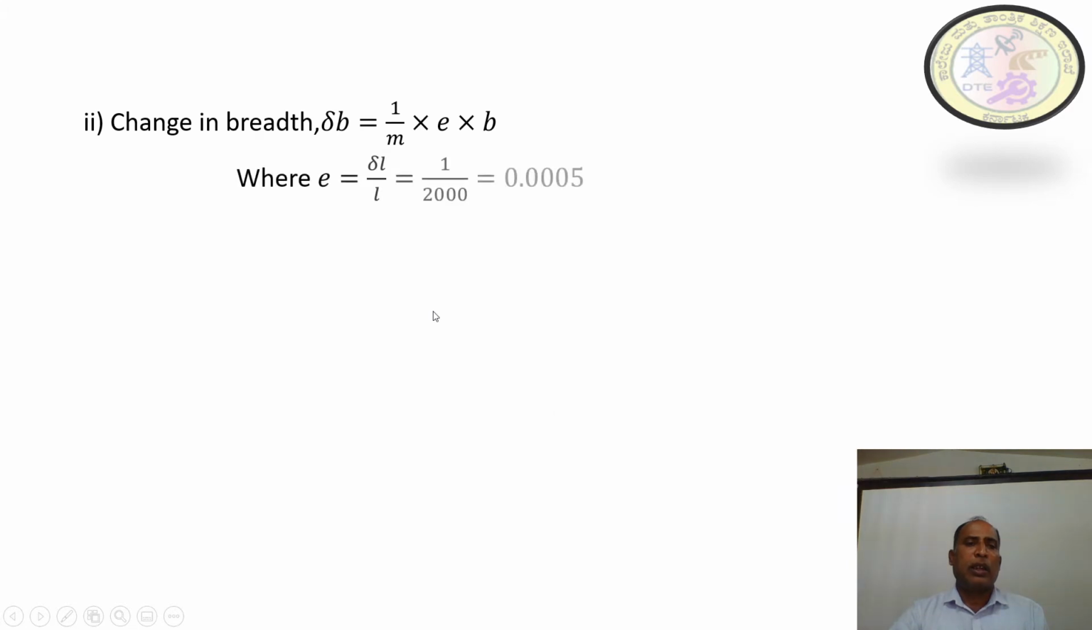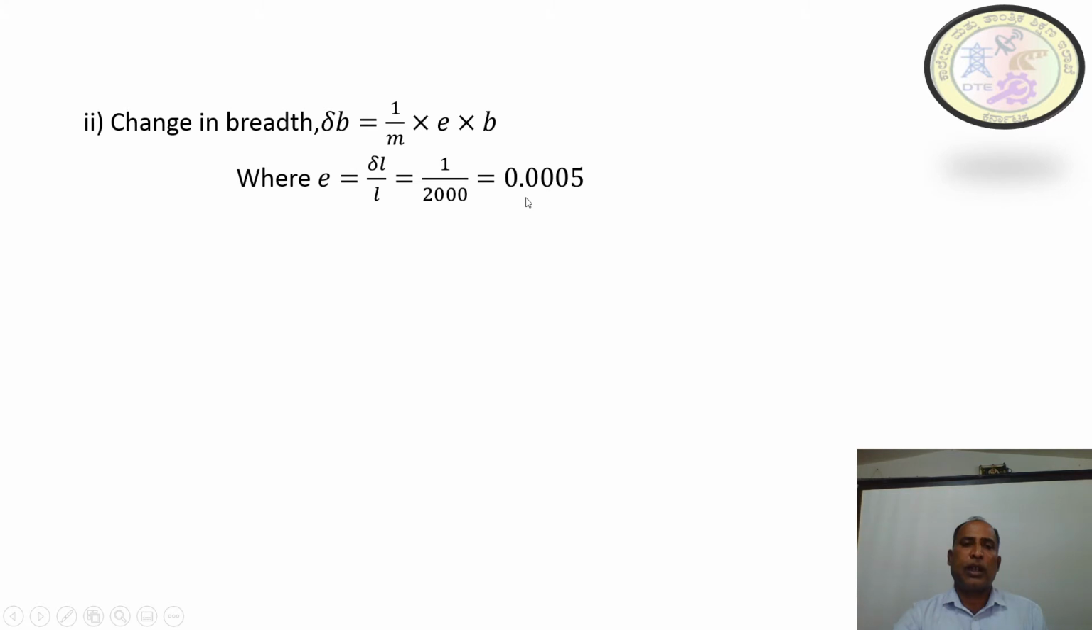Then the second requirement is change in breadth. As we know, the change in breadth delta B is equal to 1/m into e into B, where e is the strain, 1/m is the Poisson's ratio and B is the width or breadth of the section. Once delta L is there, we can calculate the strain, that is delta L by L, that is, change in length 1 mm divided by 2000.